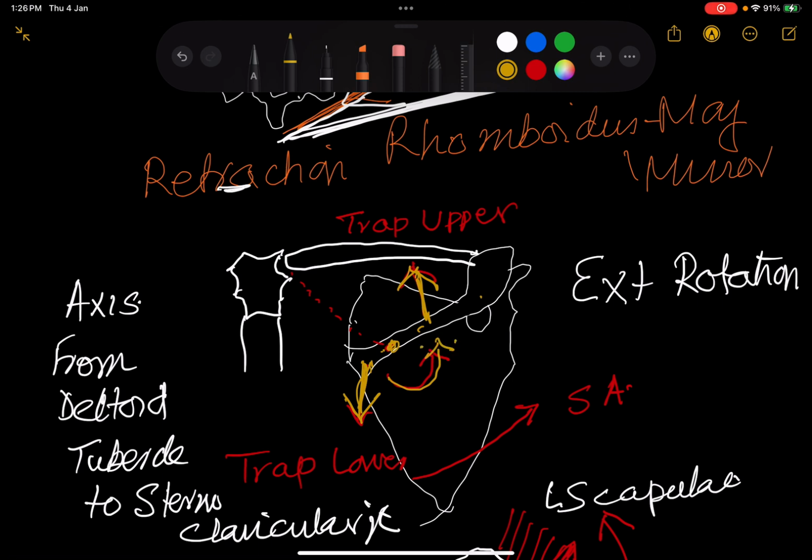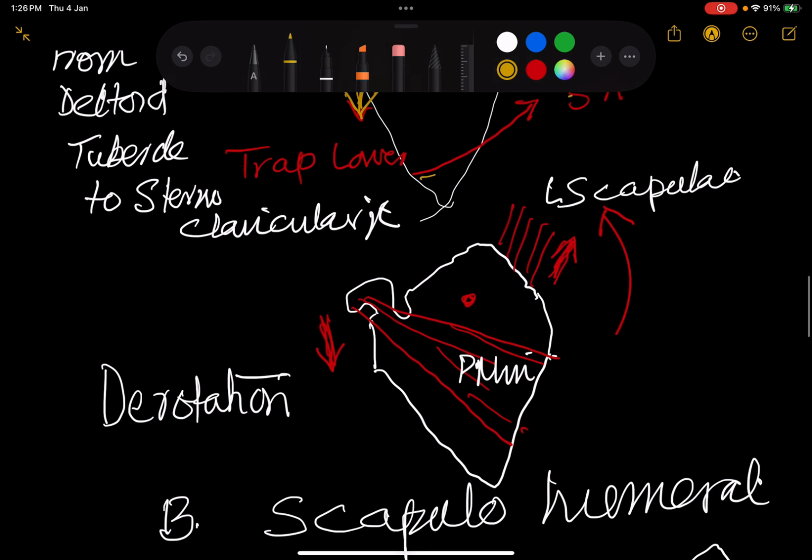And therefore, the deltoid tubercle is where the axis of rotation of the scapula starts, and it goes up to the sternoclavicular joint. It is on this that the scapula rotates externally. So trapezius rotates it, and it's held by the serratus anterior. In the same way, if there has to be a derotation, this is the axis, then the levator scapulae will pull this portion up, and the pectoralis minor will pull this portion down, and there will be a derotation.